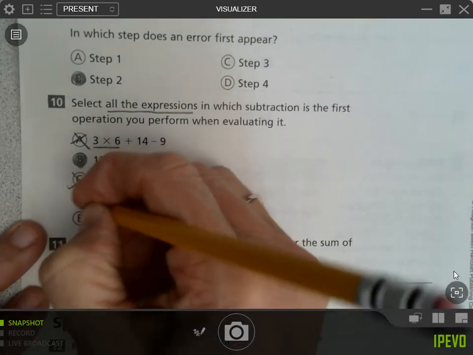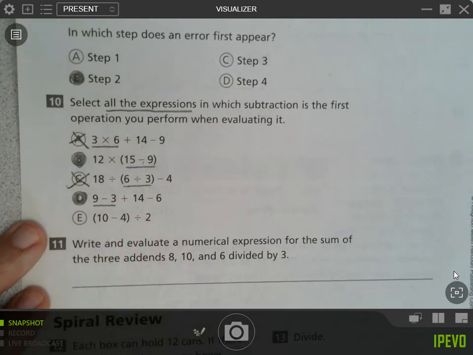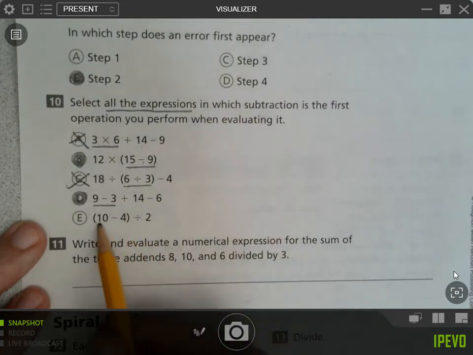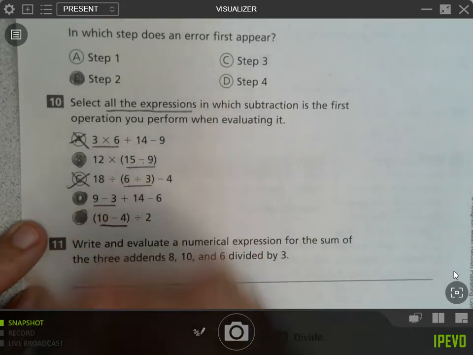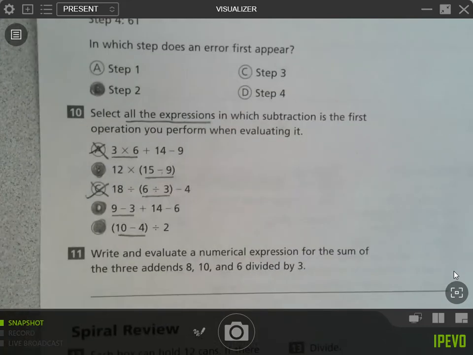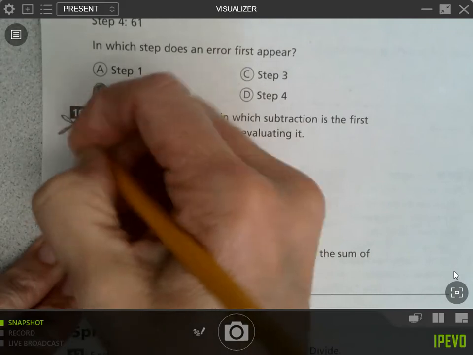That's a good one. And finally, the difference of 10 and 4 divided by 2. I have parentheses, and in those parentheses is subtraction. So in number 10, there were 3 correct choices that would fit. All right, here's a star.